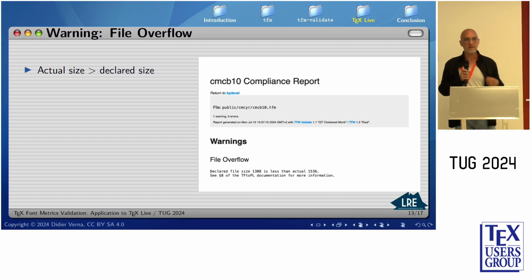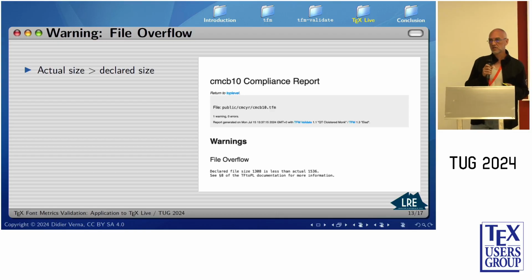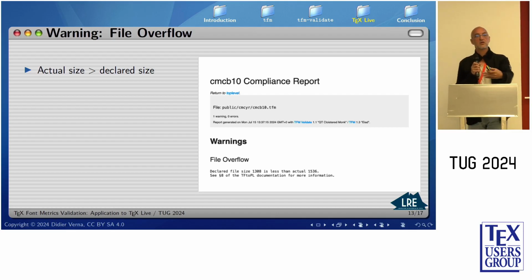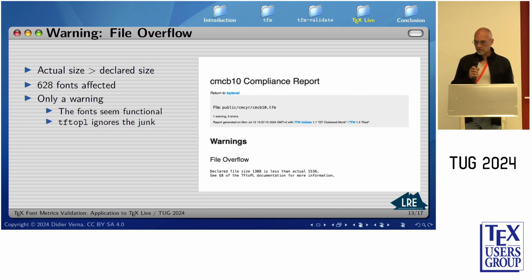The first warning that I get very often is the file overflow warning. So it means that the physical size of a TFM font is larger than the expected one. The TFM format declares its own size. And so what you get here is a file that is larger than expected. Okay? So this currently affects 628 files in the TeX Live distribution. This is only a warning because the fonts seem functional. The second reason I chose to make this a warning is because TFtoPL actually ignores the junk at the end of those files. Okay? Remember that this is black magic.